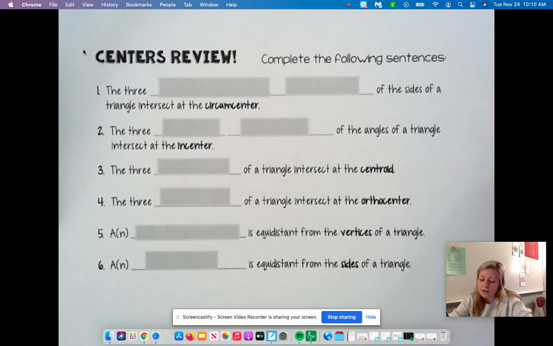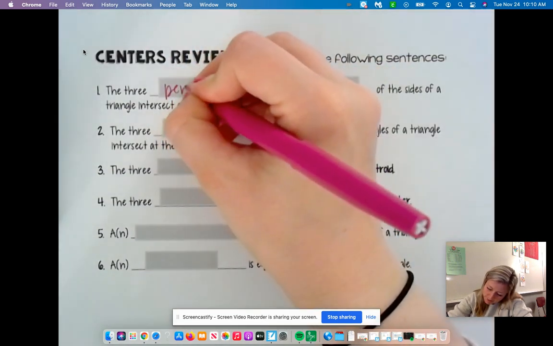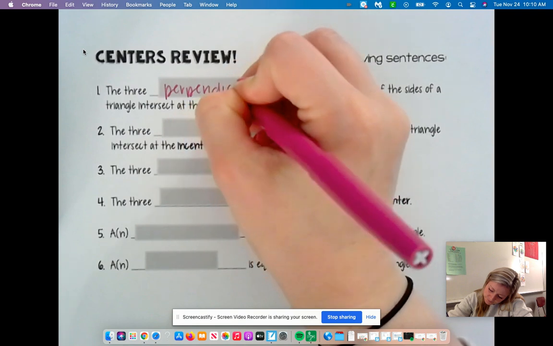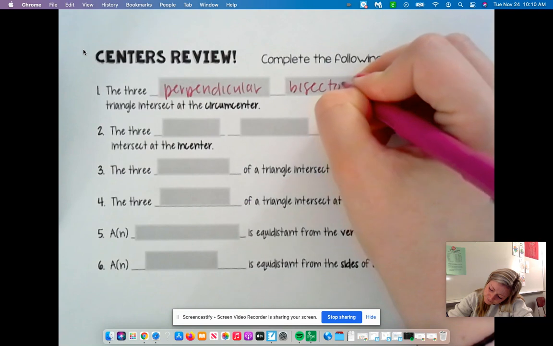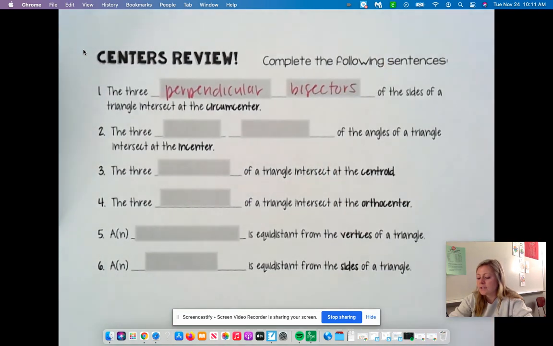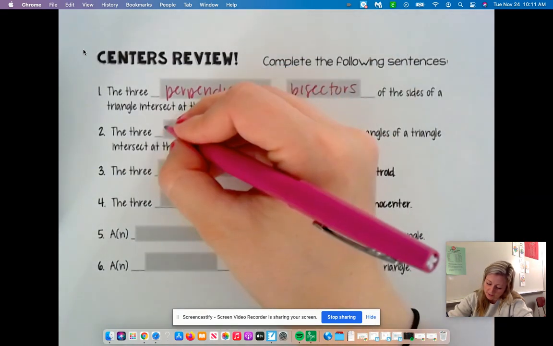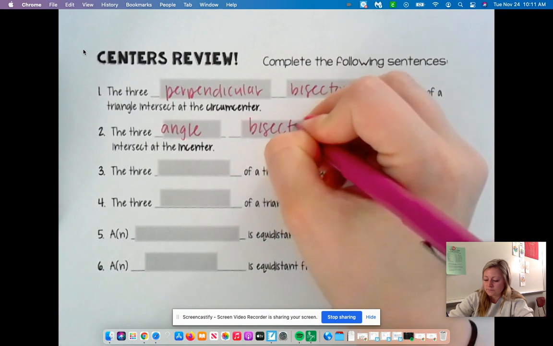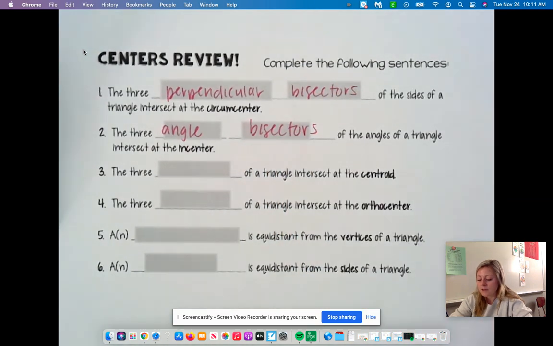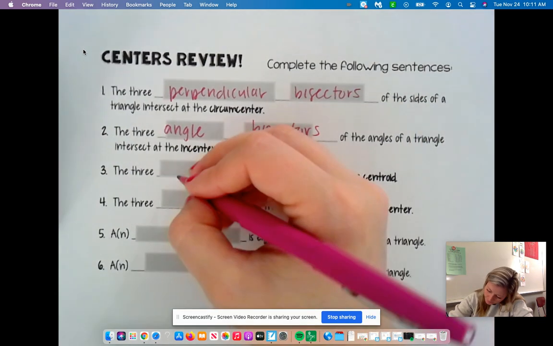So here you should have put the three perpendicular bisectors of the sides of a triangle intersect at the circumcenter. The three blank of the angles of a triangle intersect at the incenter. Well, we know that those are the angle bisectors. The three blank of a triangle intersect at the centroid. Well, those would be our medians.